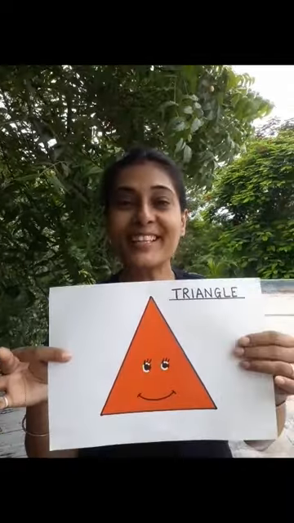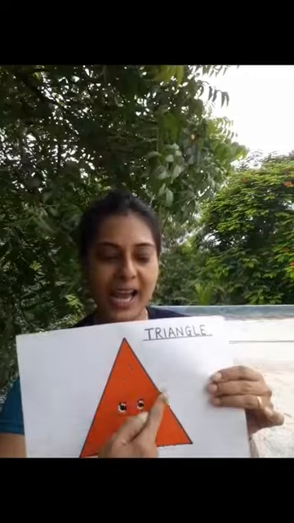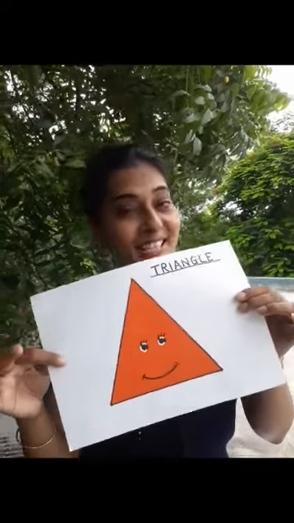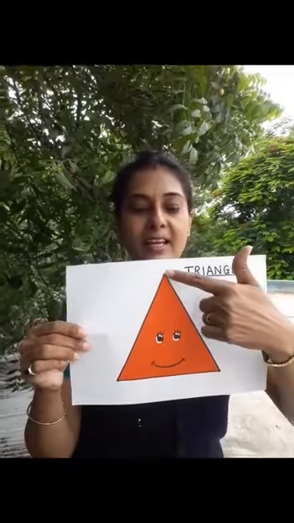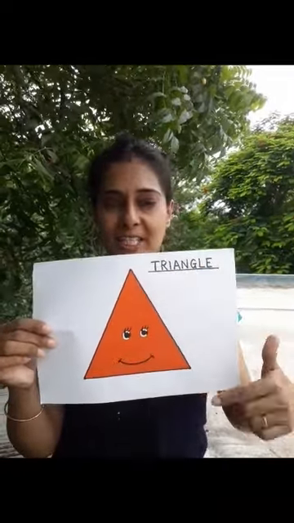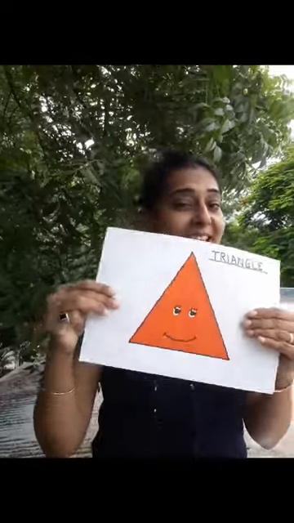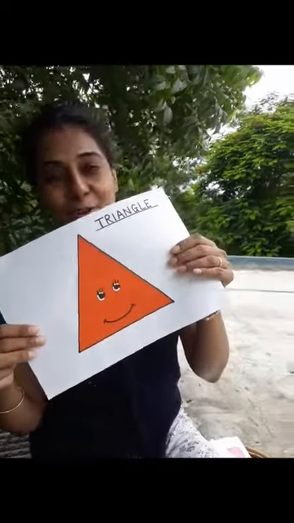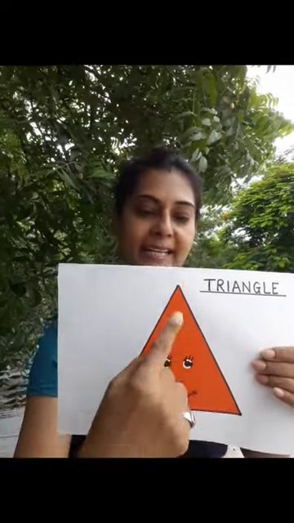1, 2, 3, 4. You see, children, this is a triangle. It is pointy, pointy. It has three sides. This is a triangle. It has got three sides.